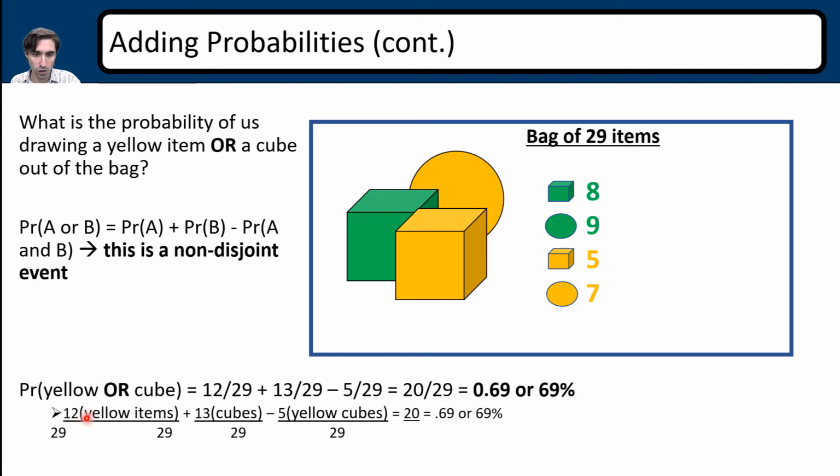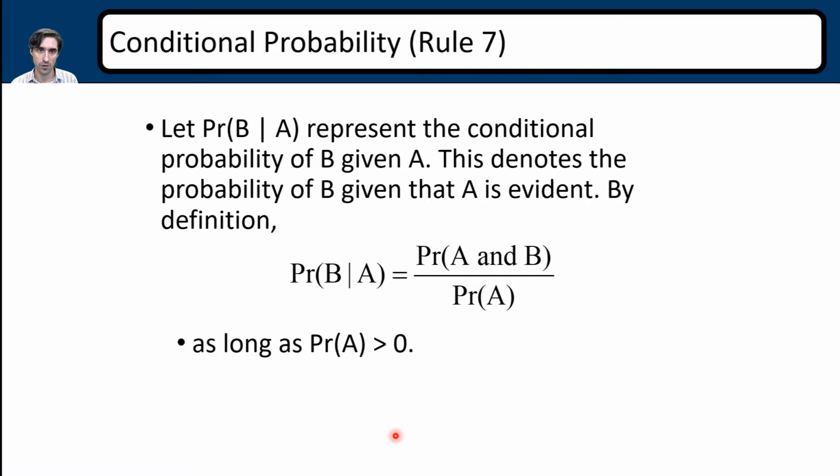So we have the 12 yellow items plus the 13 cubes minus the 5 yellow cubes. So we're subtracting so we don't add up the same exact thing over again, because these 5 yellow cubes have already been accounted for within these two right here. All right, the answer is 20 divided by 29, which is 0.69, or 69%.